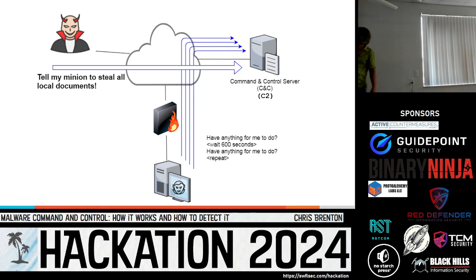So now when this thing calls and says, do you have anything for me to do? Yes, run the task list command. So now the task list command gets executed, and the output from that command gets exfiltrated out as part of that same C2 session. So in a nutshell, that's how most command and control works.